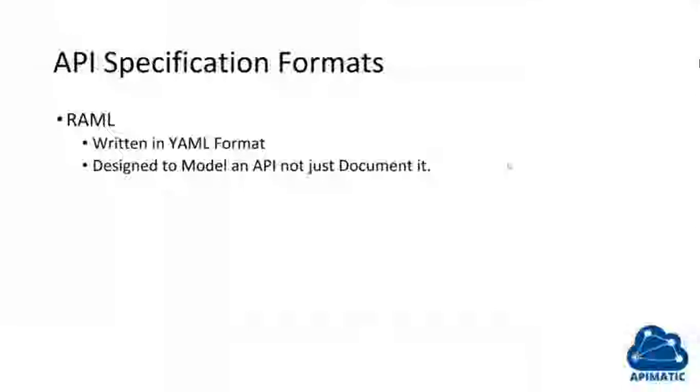Finally, we have RAML. RAML, again, is written in YAML format. It has a lot of enterprise support. It is supported by, I can't remember the name right now. The main specialty of RAML is that it was designed not just to document APIs, but also model them.